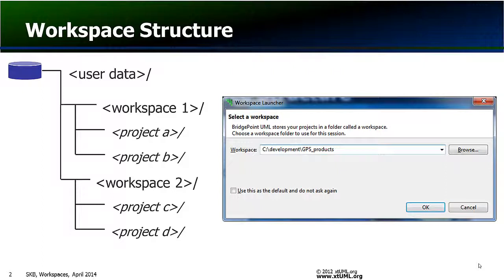When you launch xtUML Editor, you are immediately presented with a workspace selection dialog, like the one shown here. You can, of course, specify any directory structure you desire. Here, I have chosen to create a workspace named GPS Products. I will then create GPS-related projects under this workspace after I launch xtUML Editor.